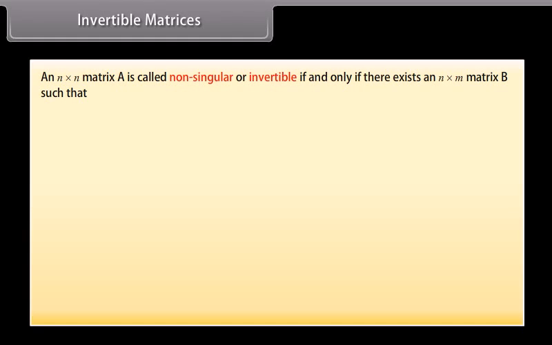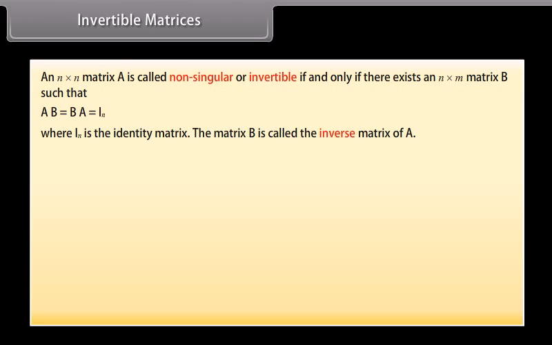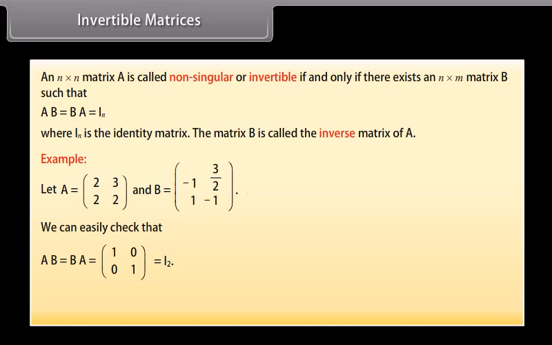Invertible matrices. An n by n matrix A is called non-singular or invertible if and only if there exists an n by n matrix B such that AB is equal to BA is equal to I N, where I N is the identity matrix. The matrix B is called the inverse matrix of A. Look at this example. Here A and B are given. We can easily check that AB is equal to BA is equal to the identity matrix. Hence A is invertible and B is its inverse.